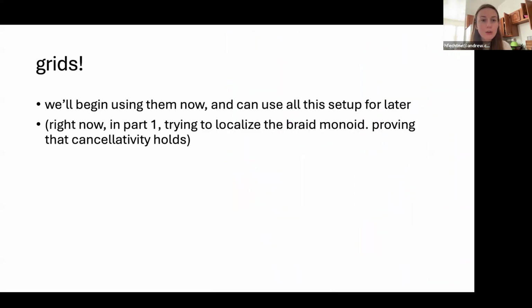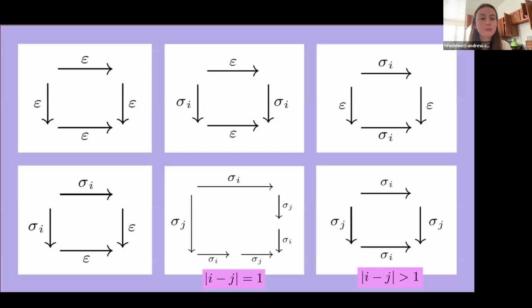All right, so I'm going to start talking about grids now, even though I said that's part 2, because I found they are ridiculously helpful. So in order to prove cancellativity, we're going to define grids now, and we'll come back to them later again. So let's look. A grid looks sort of like a Van Kampen diagram, only it's rectangular.